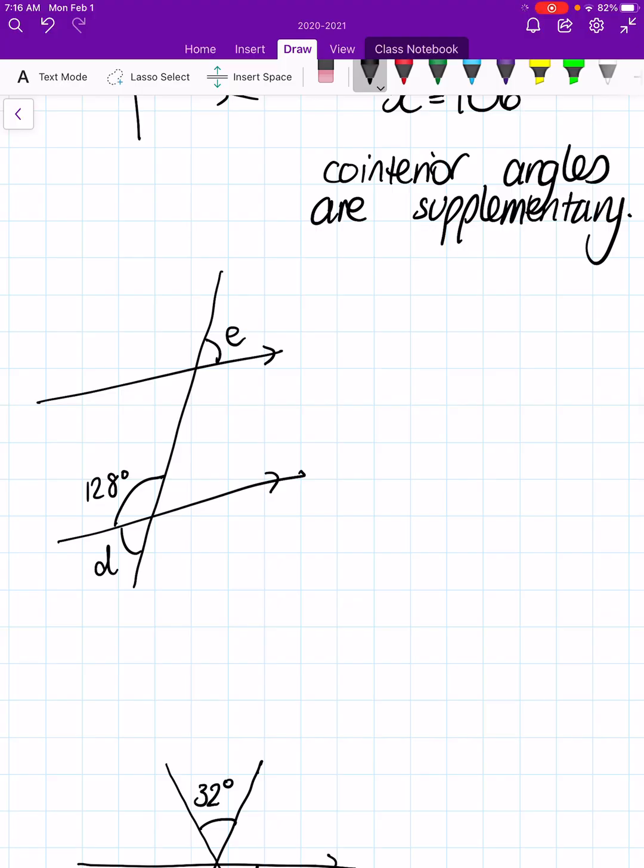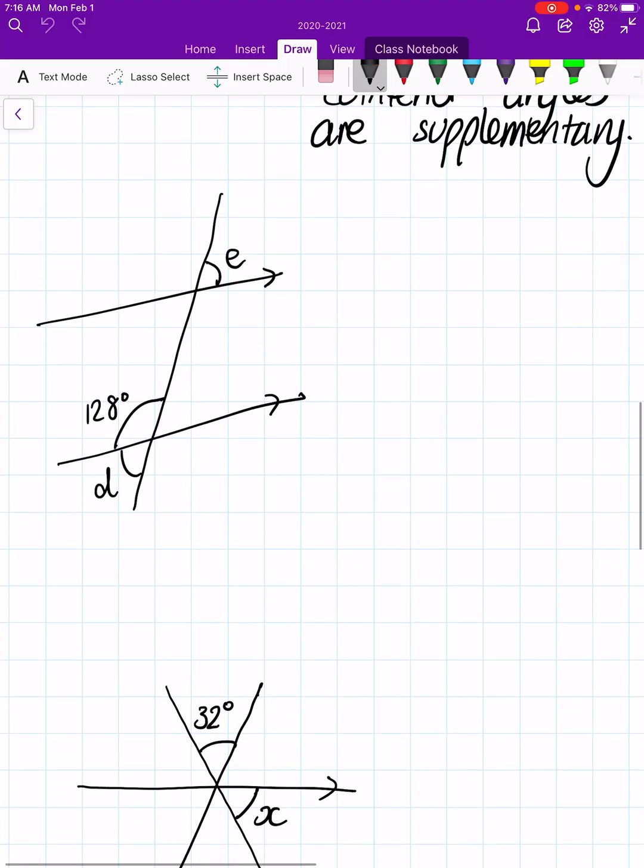So here we are, we've got another example here. Now we can employ all sorts of other angle facts when we're working with these, because we also have our facts such as angles in a triangle or angles on straight lines or something like that, which can help us find missing angles that we have.